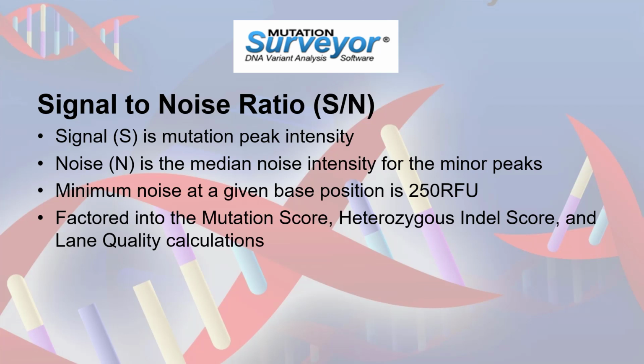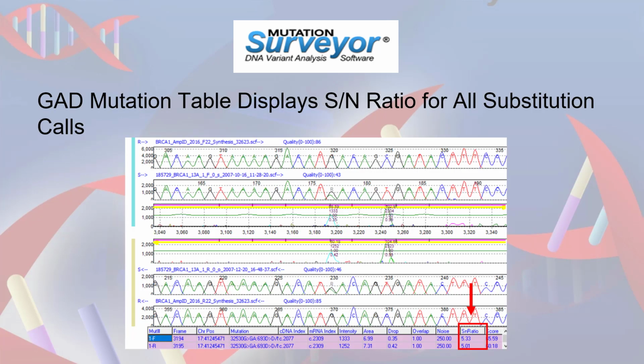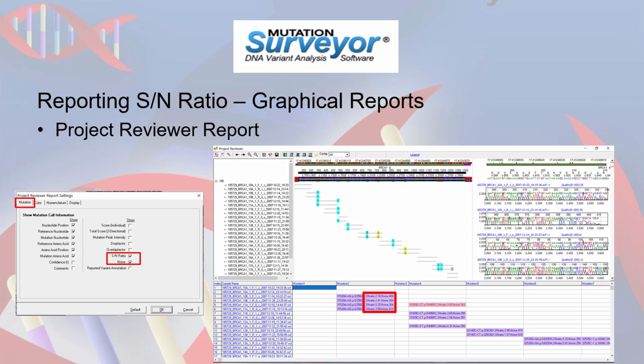This quality value is factored into the calculation of several scores, including the mutation score, heterozygous Indel score, and lane quality. Since this value does contribute to the mutation score, the mutation table in the graphical analysis display will provide this value under the signal-to-noise ratio column for every substitution call. To report the signal-to-noise ratio of a mutation call using a graphical reporting option, you can use a project reviewer report. The setting to include this information must be selected in the settings. The value will be reported as part of the mutation call located in the mutation table pane of the report.